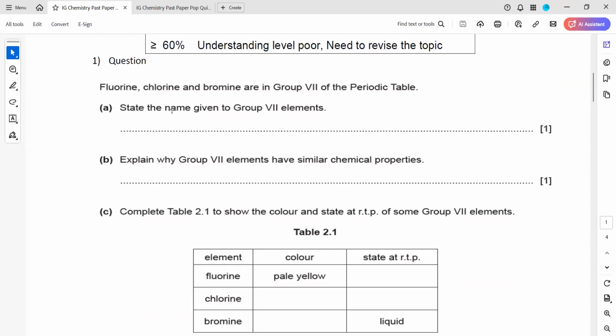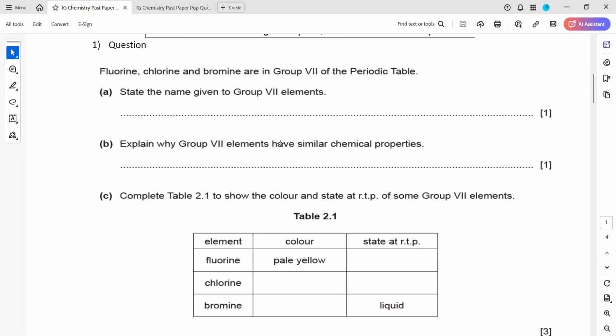So the first question: fluorine, chlorine, bromine are in group 7, which we also call halogens. State the name given to a group 7 element. What we call group 7 elements, we call them halogens. The term halogen means salt formers. They have a tendency to form salts. That's why we call them halogens.